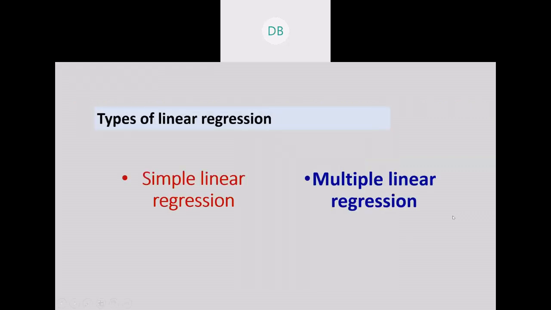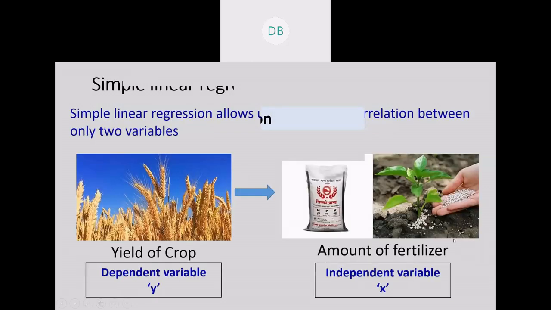There are two types of linear regression, simple linear regression and multiple linear regression. Simple linear regression allows us to study the correlation between just two variables. Let me cite an example. If you want to study the relation between yield of crop and amount of fertilizer used, since yield of crop depends upon the amount of fertilizer used, you can take yield of crop as dependent variable y and amount of fertilizer as independent variable x.